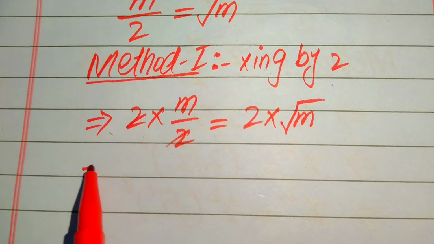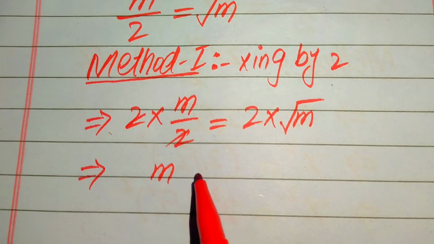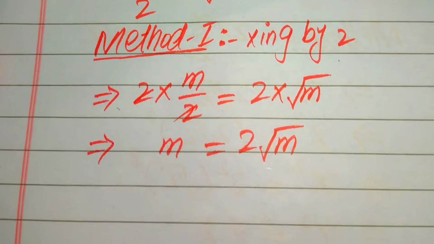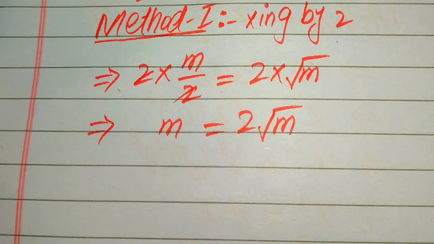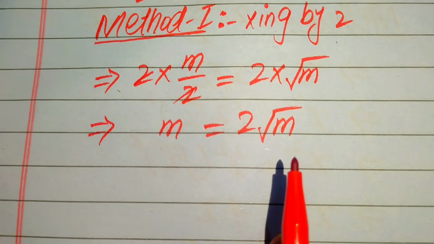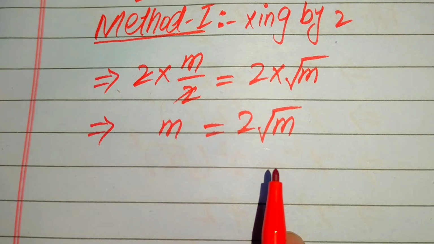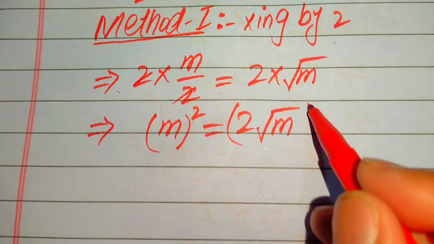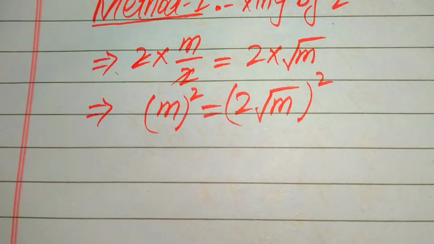This 2 and this 2 are gone, and we get m is equal to 2 times the square root of m. And now our target is to remove the square root sign, and for this we will take the square on both of the sides. When we take the square, it will be written in this form.